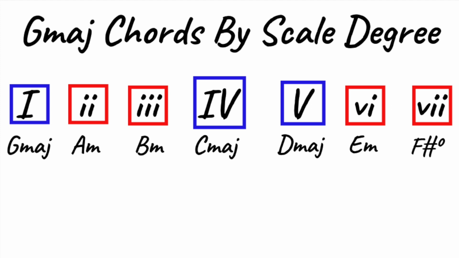So for example, let's look at the G major scale. So right here we have the scale degrees for G major, and we're going to look at the 1, the 2, the 5, and the 6.